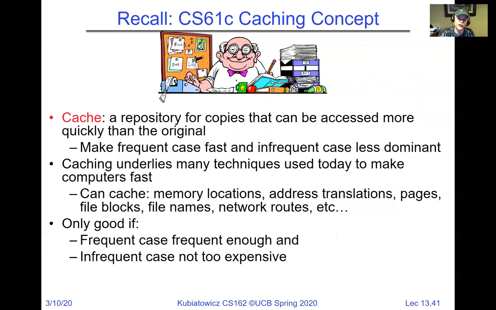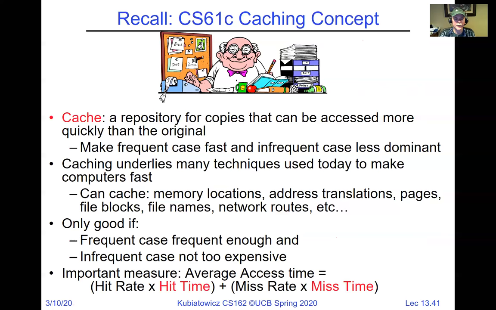And of course, this is only good if the caching works. Why is this a good caching picture? Because this person's clearly caching everything on their desk. This kind of looks like my desk. The idea, hopefully, is that things you're using frequently are on the desk, and things that you're not are somewhere off in a file cabinet. We want the frequent case frequent enough and the infrequent case not very expensive.